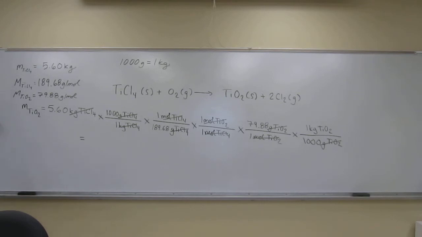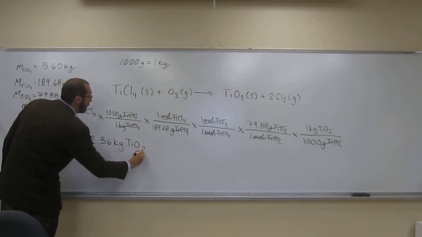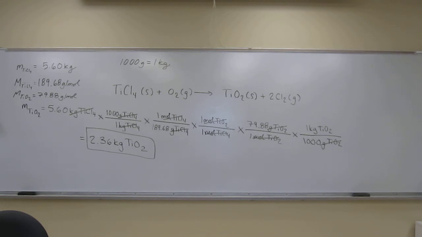So now all we have to do is multiply and divide. Okay, so how many sig figs is our final answer going to be? 3, because that's the number that was given to us in the problem. So 5.60 times 1,000 divided by 189.68 times 1 times 79.88 divided by 1,000. And to 3 sig figs, I get 2.36 kilograms of TiO2. So that's how you would do that problem. How much you would make if you started with 5.60 kilograms and it all went to the product. Questions on this?